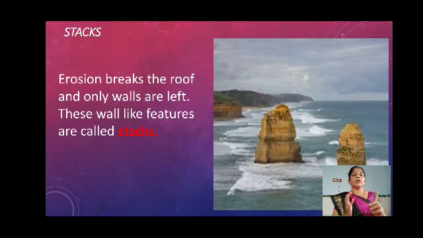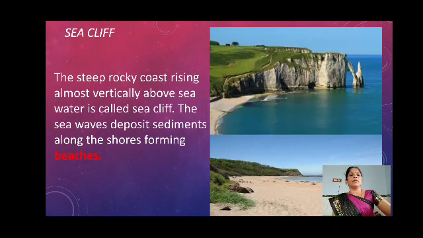So today we saw two exogenic forces. What are they? Work of rivers and work of sea waves. The work of rivers also makes a lot of changes in its course. We will recap that. Before that, sea cliff and beaches. Now, what is a sea cliff? Both are given here.